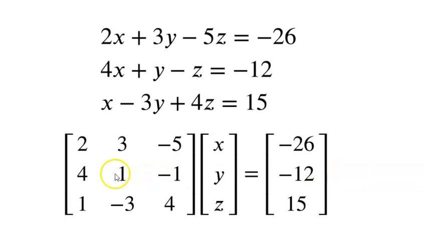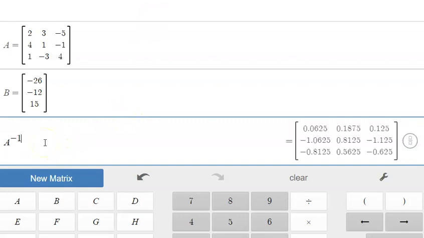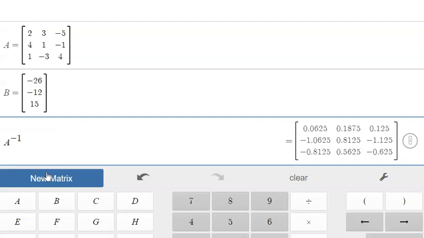To solve, we need the inverse of this matrix. We've learned some methods for finding the inverse of a matrix, but I'm going to show you a method you'll probably like better, and that is the Desmos matrix calculator. So let's take a look. In this calculator, I have typed matrix A and matrix B. So let's find the matrix inverse. And look how awful that is.